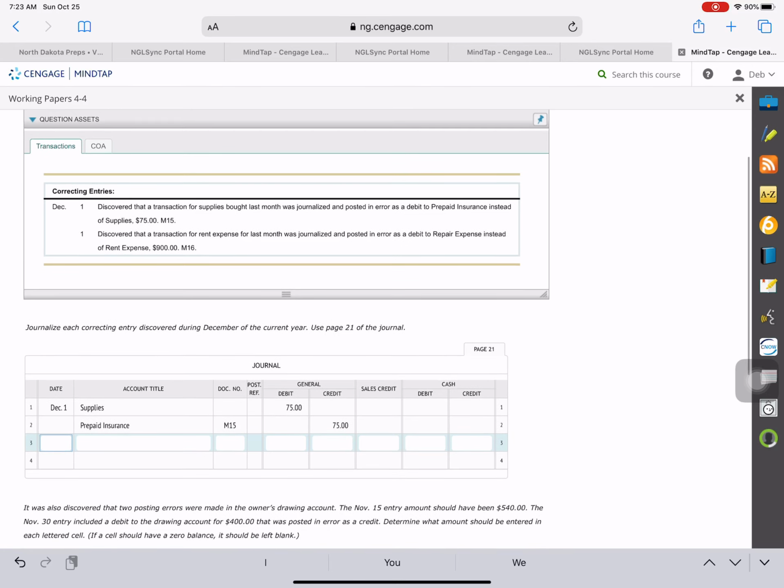Our second transaction discovered that a transaction for rent expense for last month was journalized and posted in error as a debit to repair expense instead of rent expense. So on December 1st, the amount should have been in rent expense. So the amount of $900 should have been in rent expense. Okay, in error, it was put in repair expense. So initially it was debited to repair expense. To take that amount out and to cancel it out, we just credit that amount. And your source document is M16, and it looks like I put that one in the wrong place. Sorry about that.